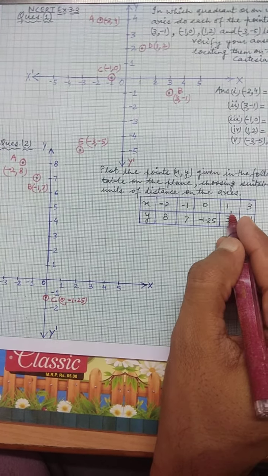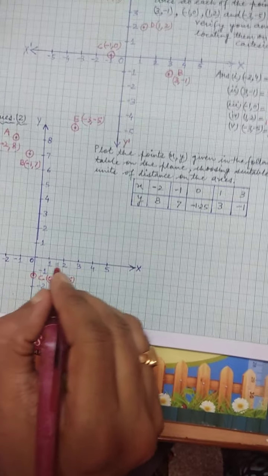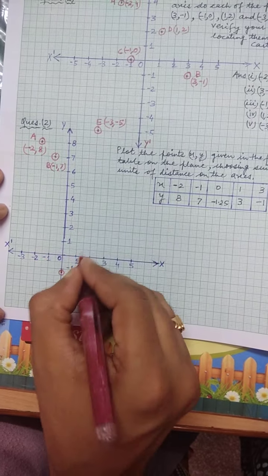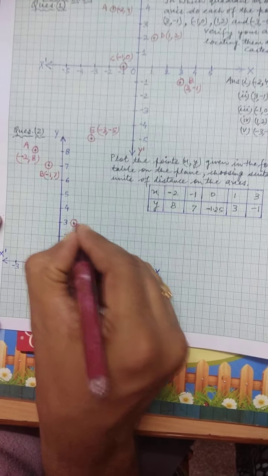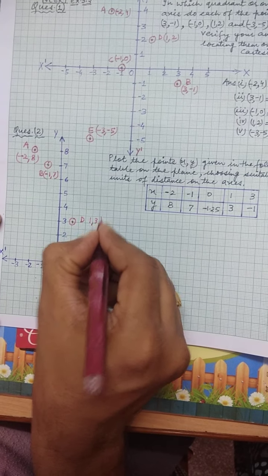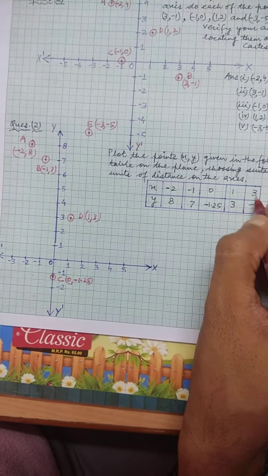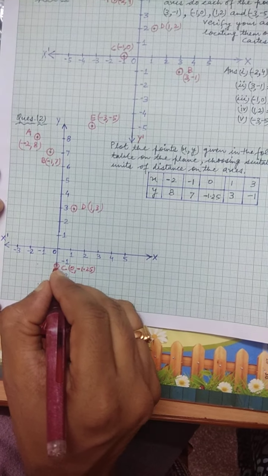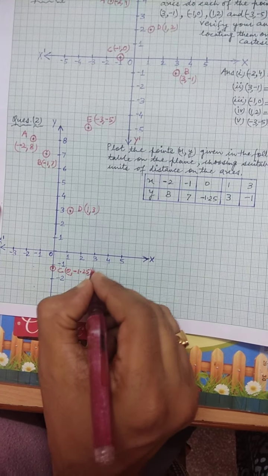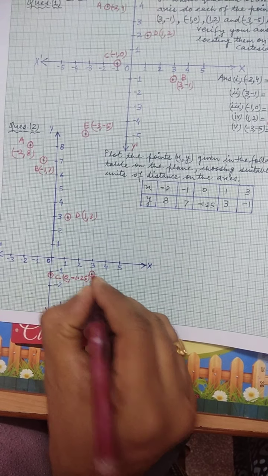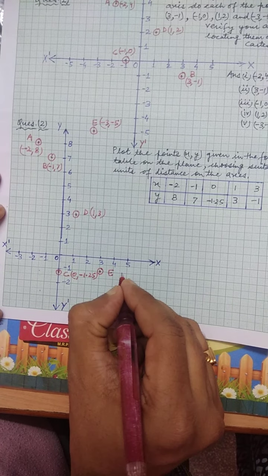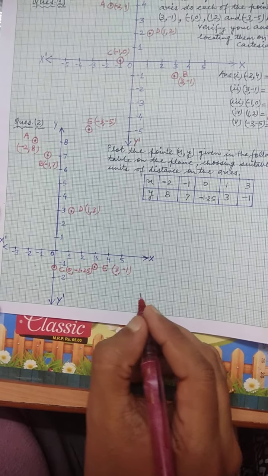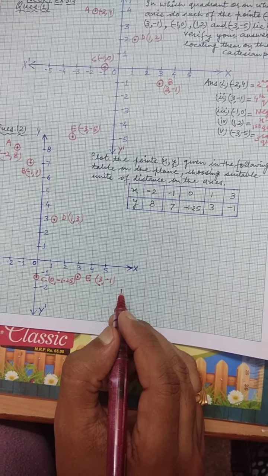Now the fourth one is (1, 3). So 1 is your x coordinate and 3 is your y coordinate. The point will lie here, D, that is (1, 3). And lastly we have (3, -1). So positive 3 and -1 is negative y. So the point will lie here, E point, (3, -1). So in this way we can plot the points. Hope you understand.